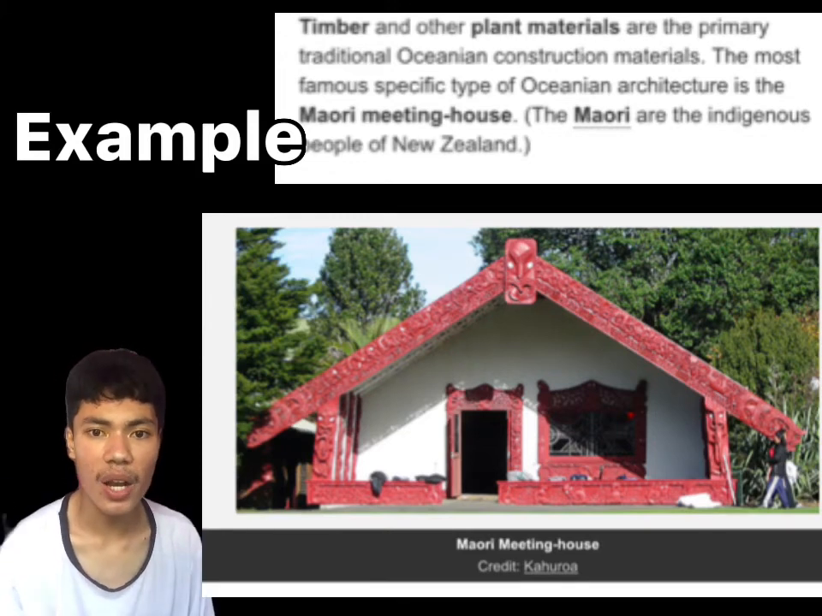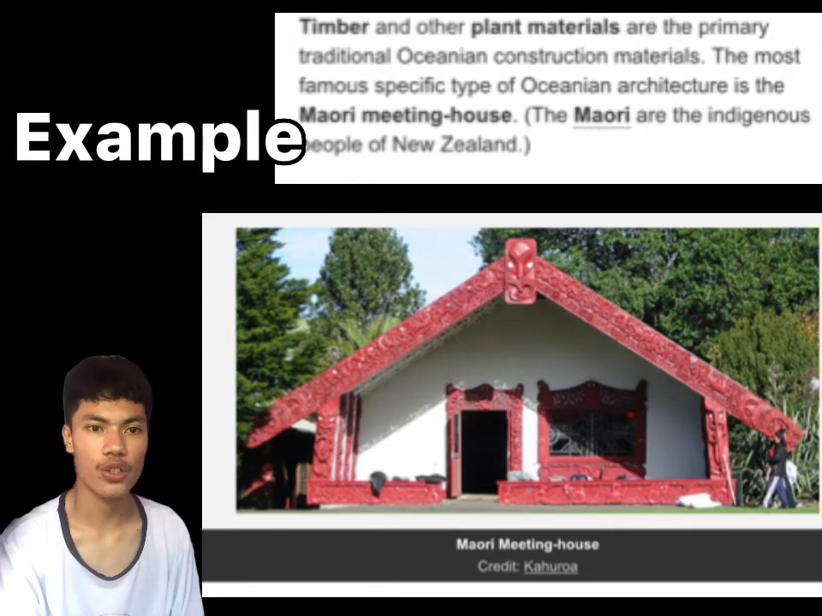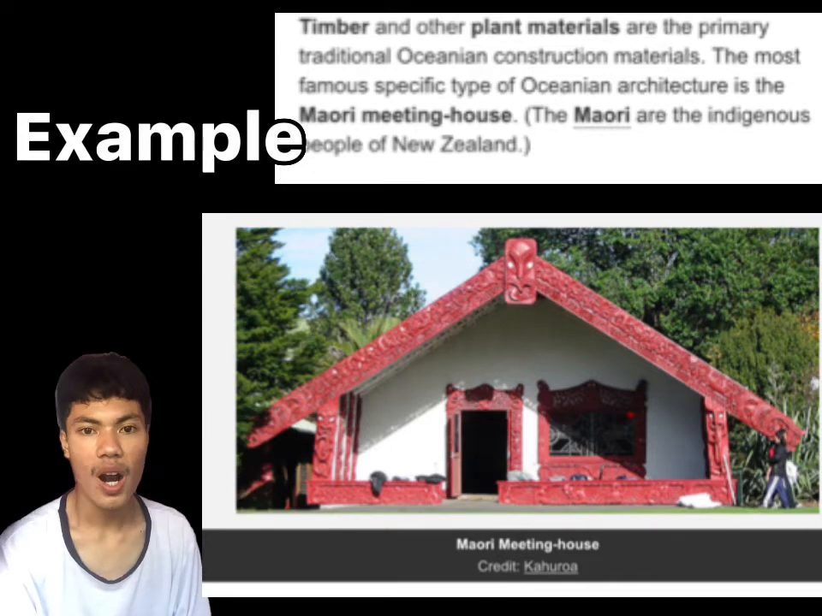And the best example of Oceanian architecture, the most famous specific type of Oceanian architecture, is the Maori meeting house. The Maori are the indigenous people of New Zealand.